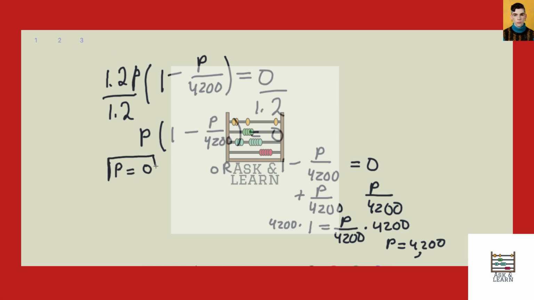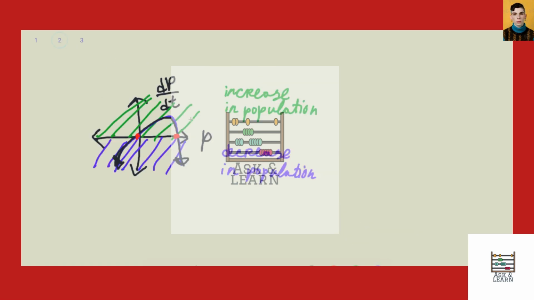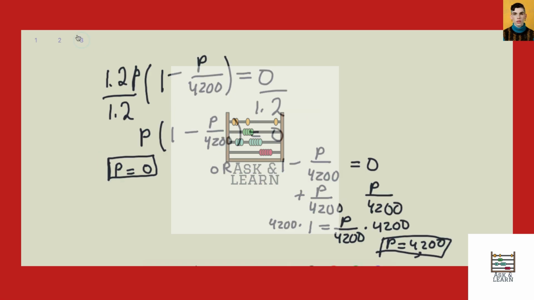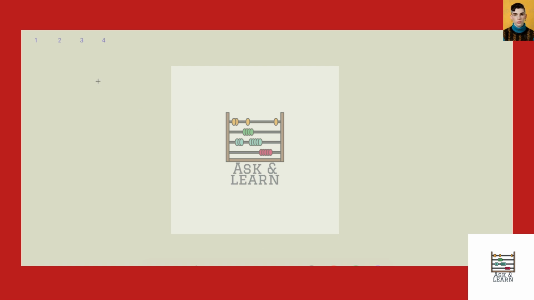So going back to our previous work, we see that those 2 points correspond to p being 4,200 and derivative being 0, or both p and the derivative being 0. So now we are prepared to answer all the parts.